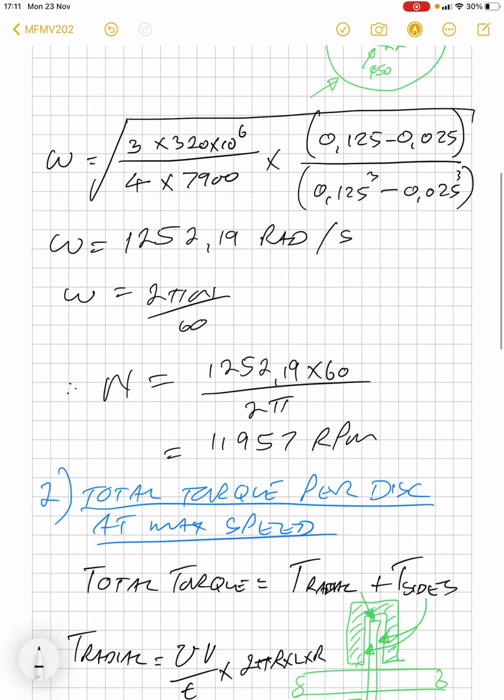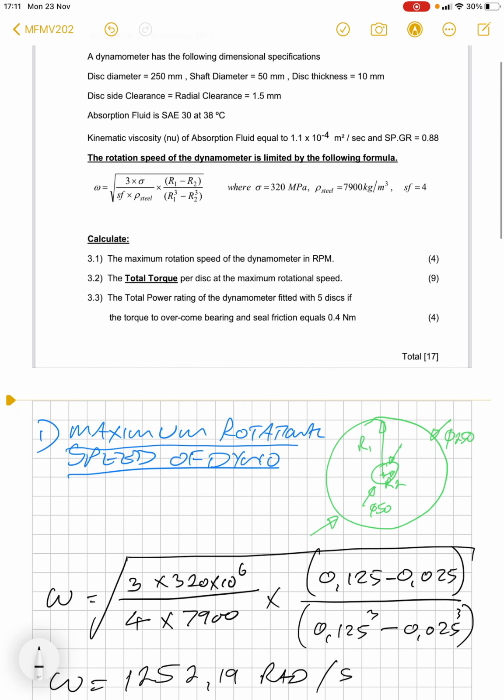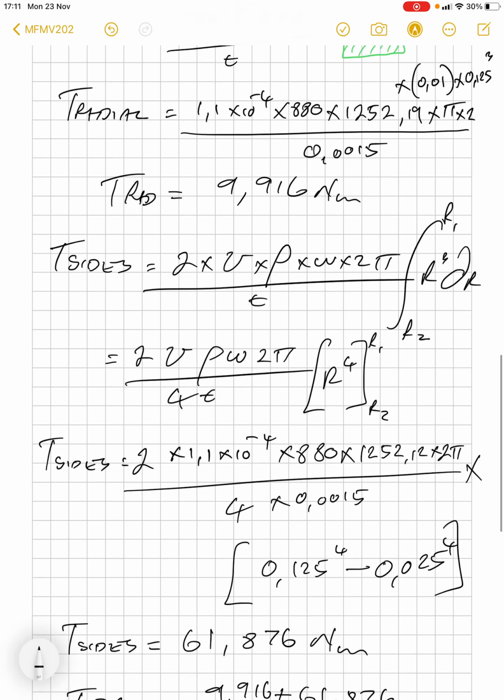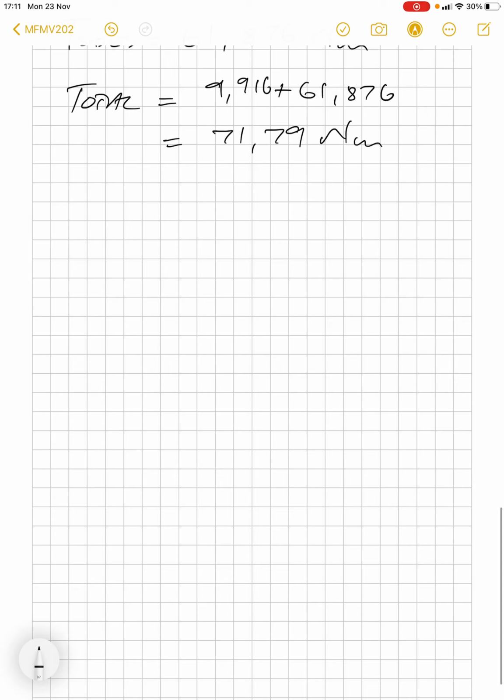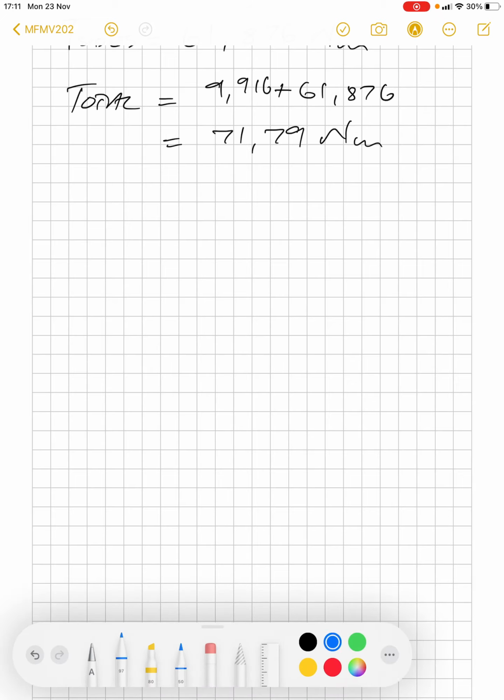Alright, final question. The total power rating of the dynamometer fitted with 5 discs if the torque to overcome bearing and seal friction equals 0,4 Newton meters. So we've calculated for 1 disc, and now we want to know the total power for 5 discs.